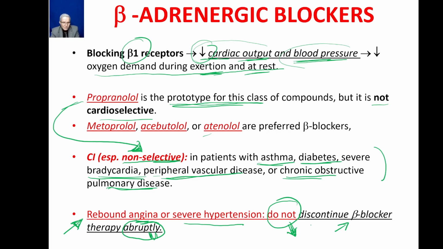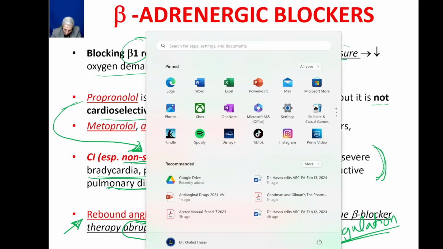When you block the receptor, the situation will be upregulation. That means we have an increased number of beta-1 receptors in the heart. We left this one to the end to discuss it. We don't recommend prescribing a non-selective beta blocker to patients with asthma, diabetes, bradycardia, peripheral artery disease, and chronic obstructive pulmonary disease. Maybe I need to go to the whiteboard.